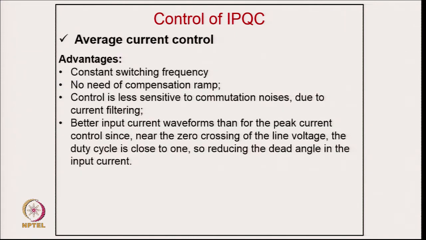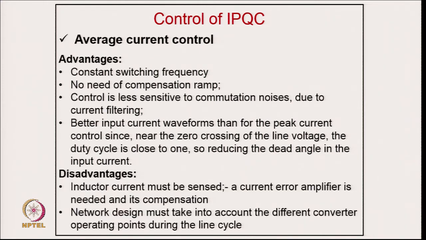The average current control has the advantages of constant switching frequency and no need of compensation, and control is less sensitive to commutation noise due to the current filtering, and better input current waveform than the peak current control, since near the zero crossing of the line voltage the duty cycle is very close to 1. So, reducing the dead angle in the input current. But there are some disadvantages.